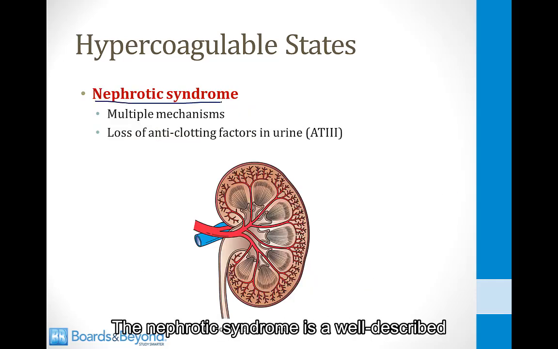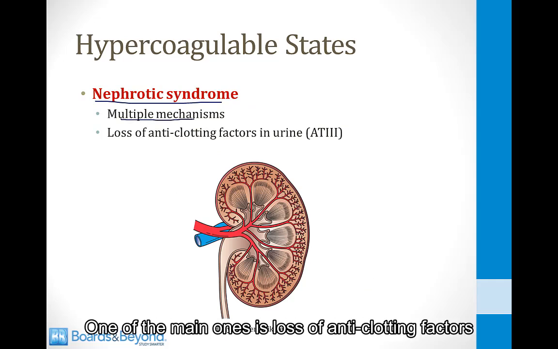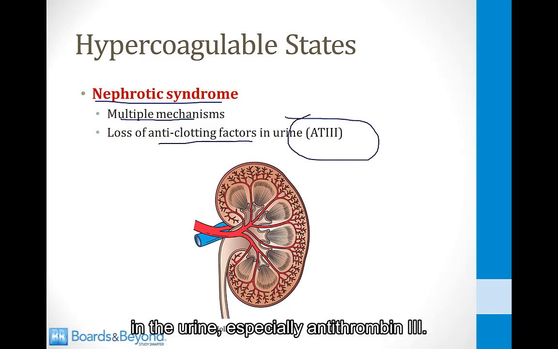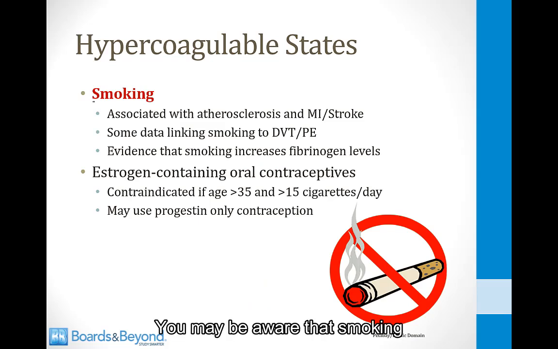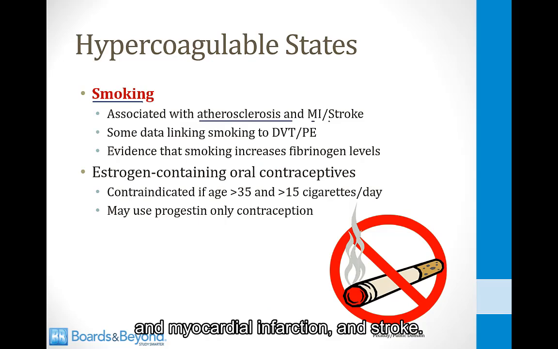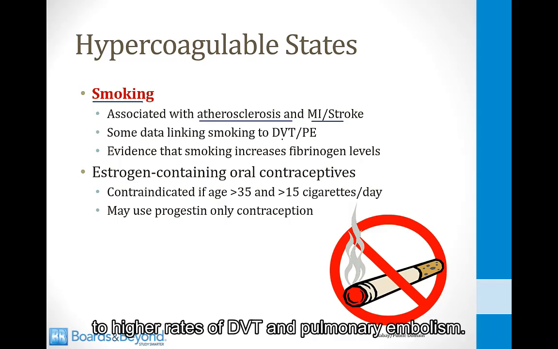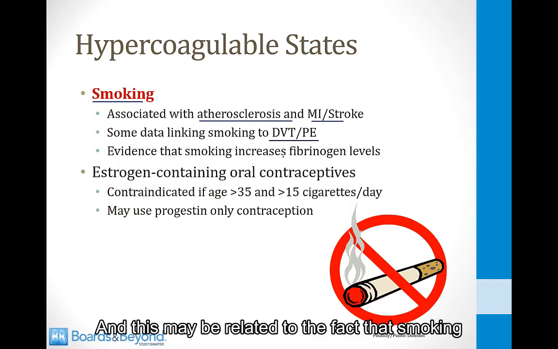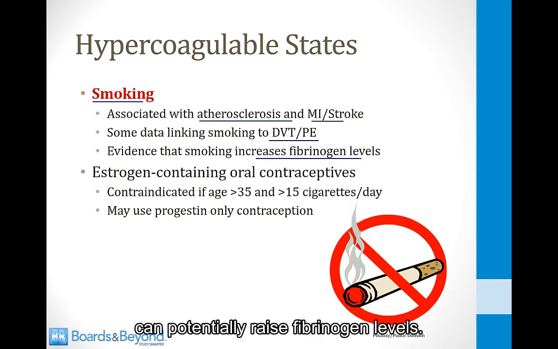The nephrotic syndrome is a well-described hypercoagulable state. There are multiple mechanisms. One of the main ones is loss of anti-clotting factors in the urine, especially antithrombin 3. You may be aware that smoking is associated with higher rates of atherosclerosis, myocardial infarction, and stroke. There are also data linking smoking to higher rates of DVT and pulmonary embolism, and this may be related to the fact that smoking can potentially raise fibrinogen levels.